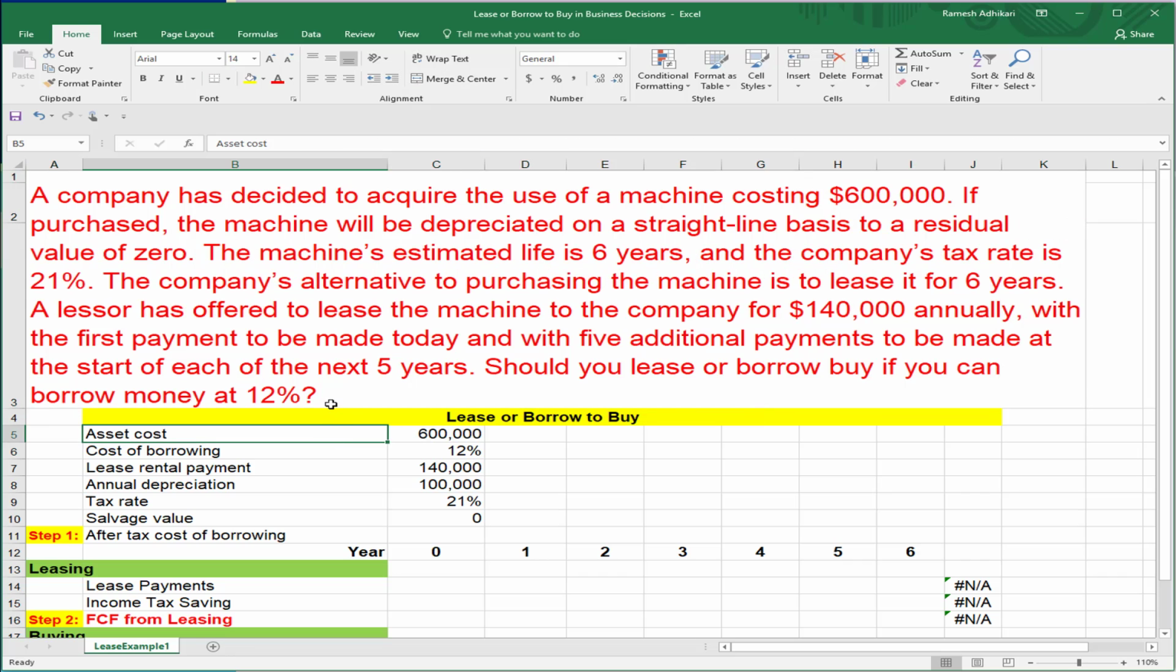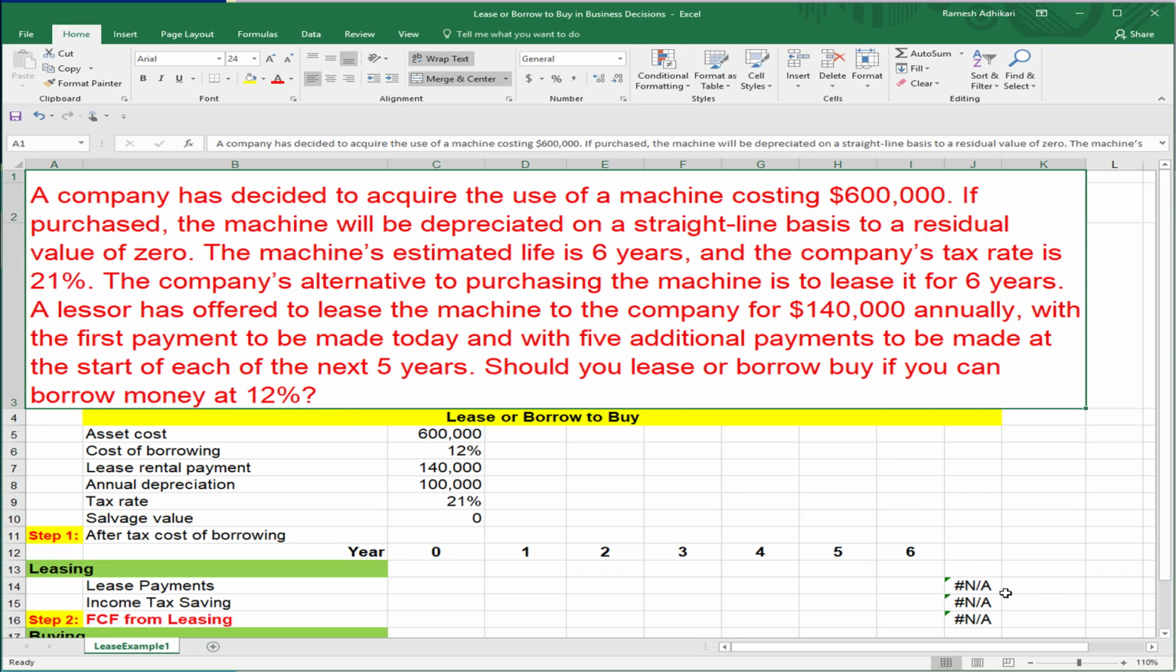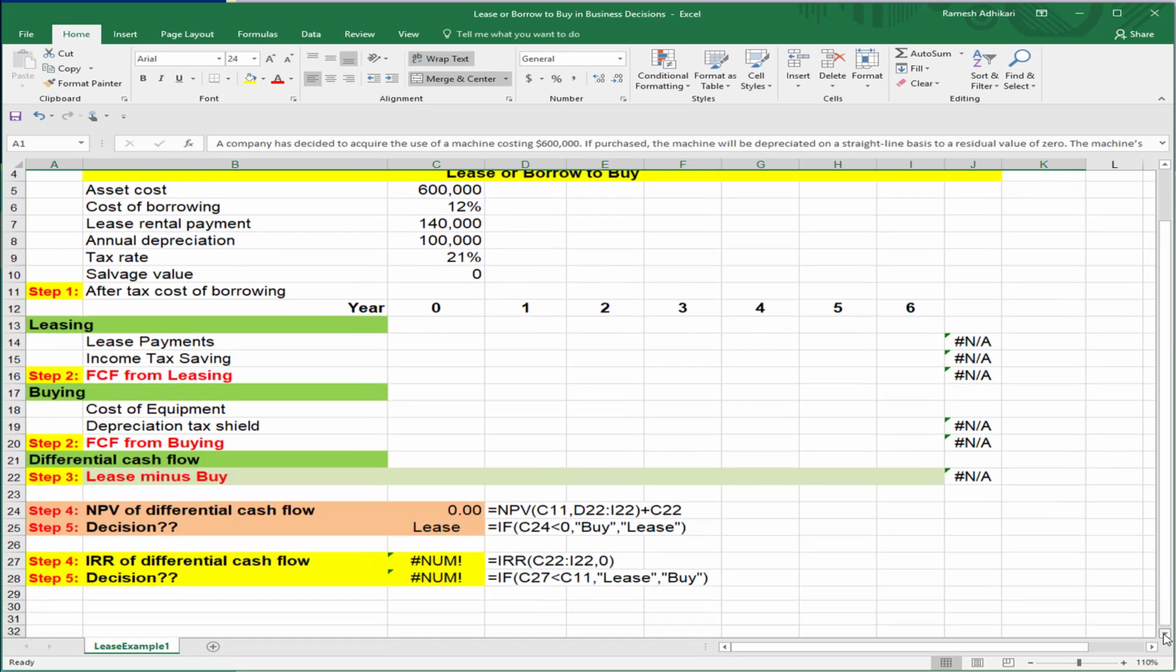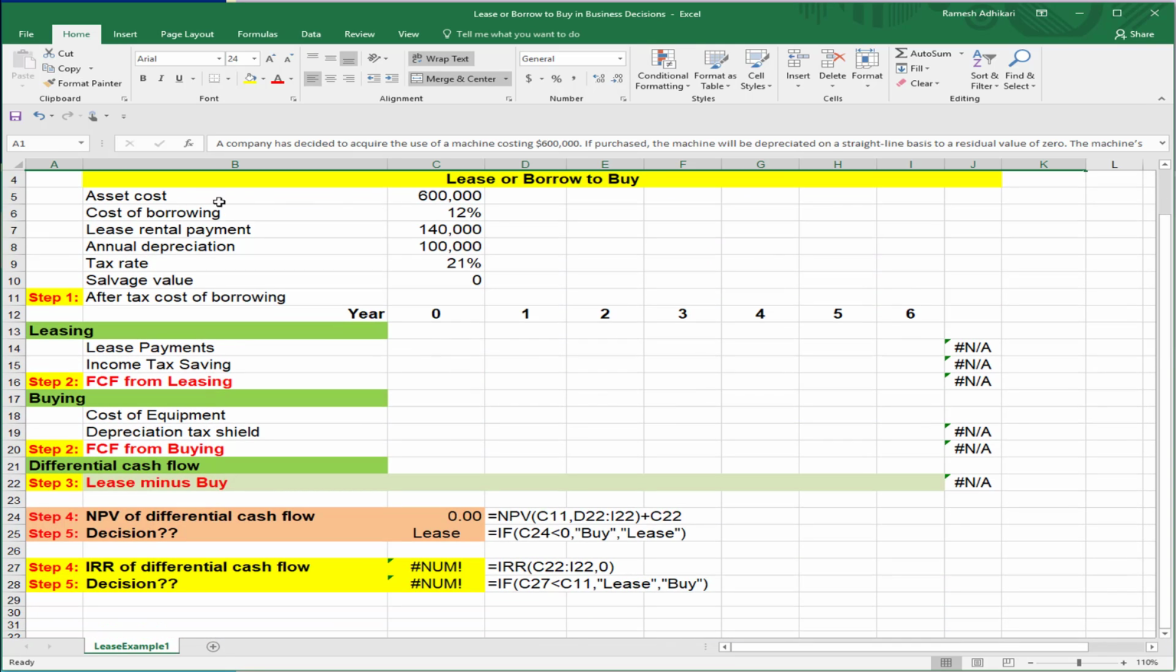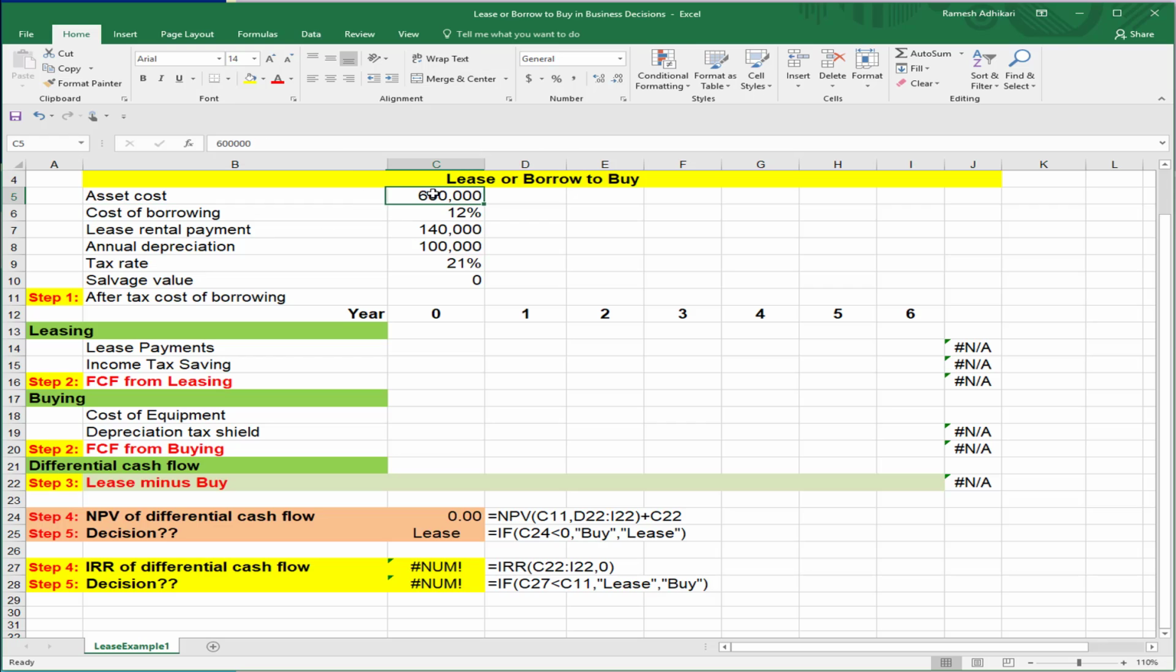So in order to solve this problem, I have listed the useful information here. So that is, the cost of the asset is 600 and cost of borrowing is 12%. And if you decide to lease, the lease payment is going to be $140,000 per year. So you have to make the first payment today and next 5 additional payments at the start of each year for the next 5 years, right?